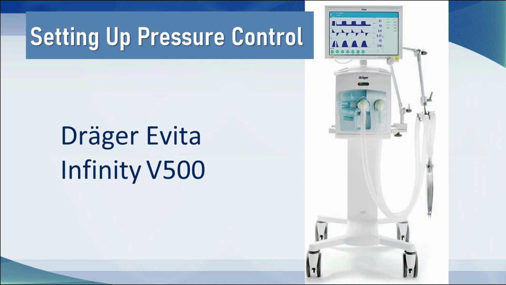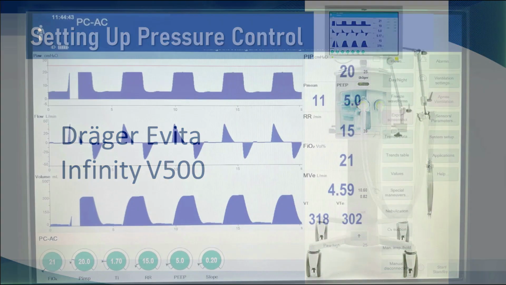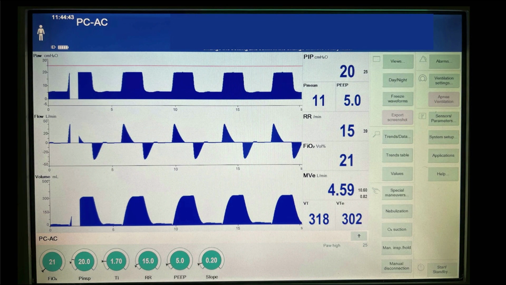It's worth having a look at the setup of the Drager Infinity ventilator at this stage. Drager ventilators are very much set up to be pressure controlled, but the settings are a little bit different from other ventilator brands. And I'm just going to look at the basic ones here. There's a lot of advanced stuff in this particular ventilator. So you can see here, this is a patient who's on pressure assist control on this particular ventilator.